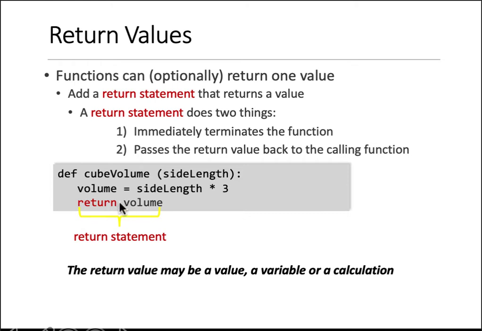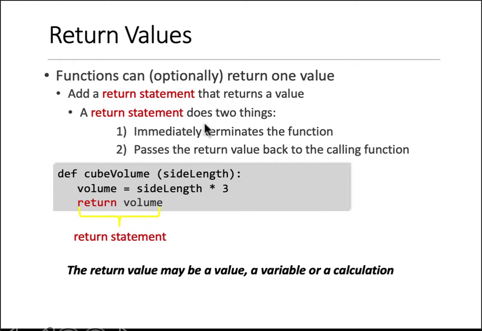It immediately terminates the function. Anything that you write after the return statement is never executed, even if it's inside the function block. So once the compiler hits return, it returns that and it gets out of the function.